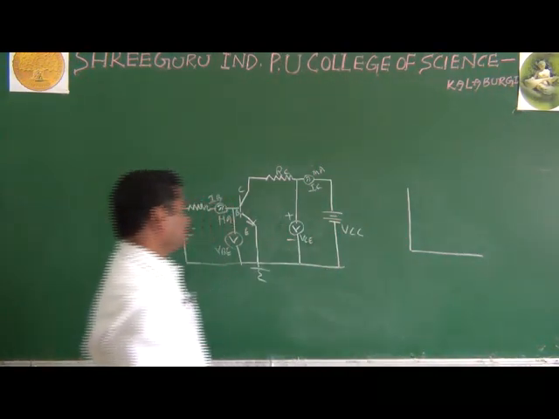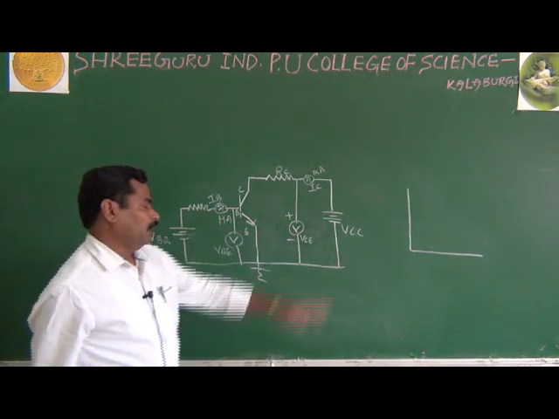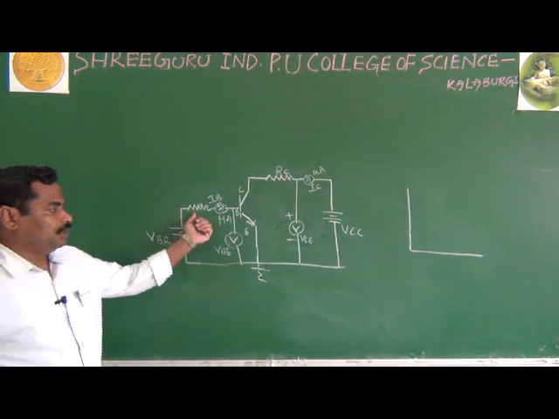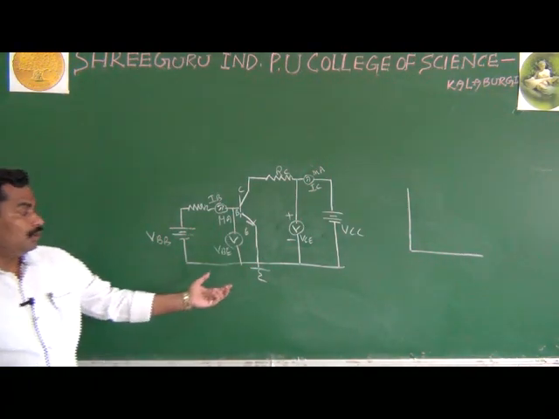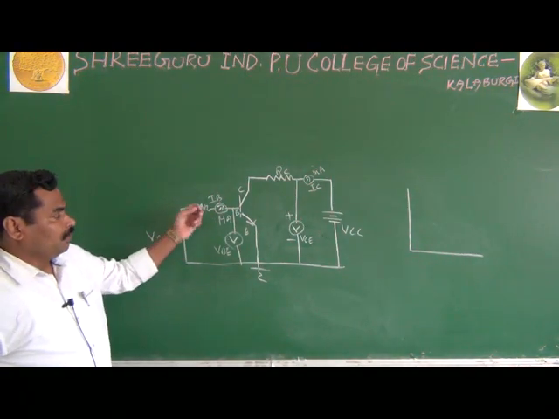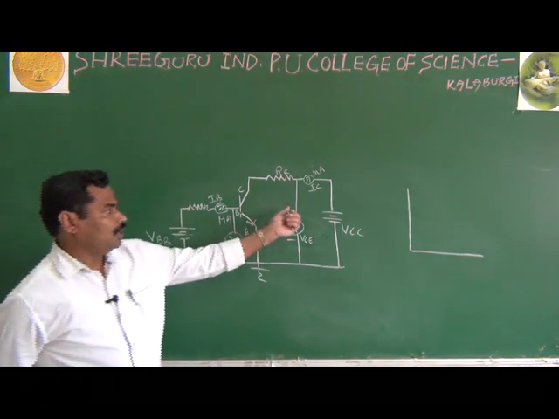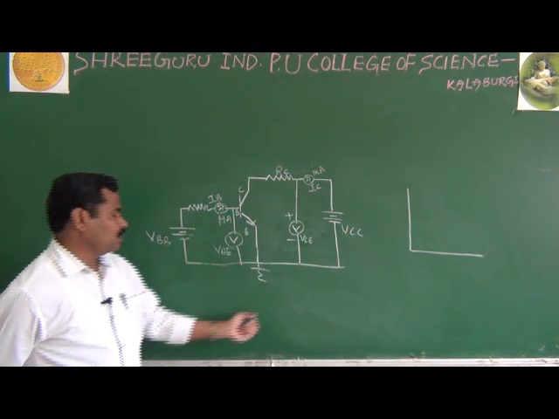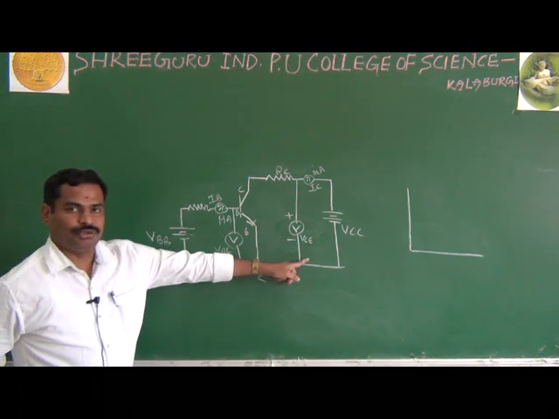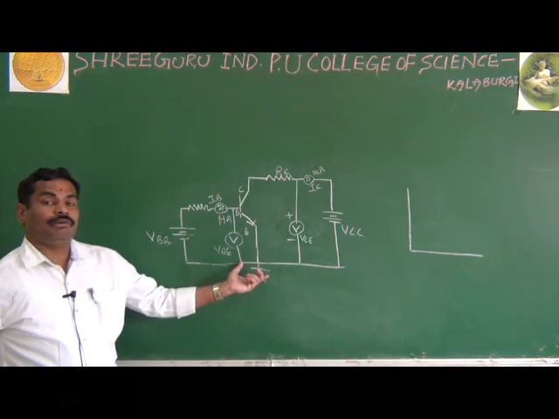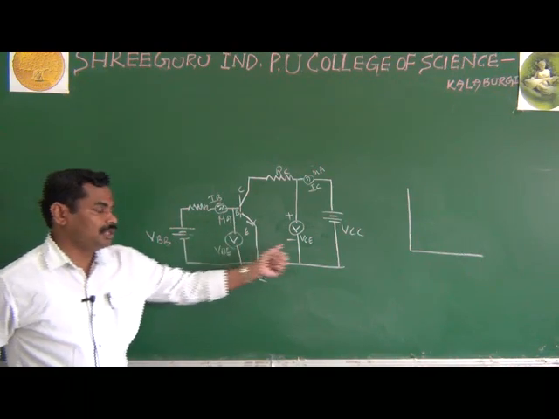As we know already, this part is input, and this part is output. It means the emitter base section is the input, and the collector base section is the output. Here, base and emitter are on the input side, and collector and emitter are on the output side, because you are writing about the base to emitter voltage and the collector to emitter voltage. Here we are using the common emitter configuration. That's why the emitter is common for input as well as output.